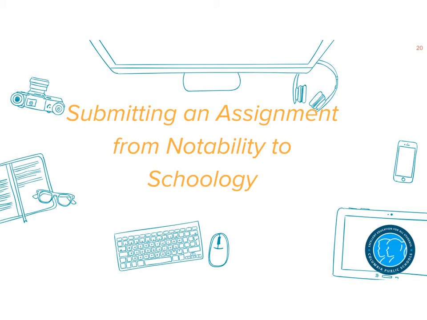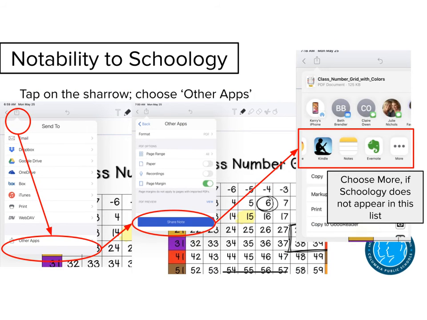Okay, once you have filled out your note in Notability, you're going to want to submit that assignment to Schoology. Once you've filled out your worksheet in Notability and you want to share it with your teacher in Schoology, you will take that note and push this Share button right here, and then you will push on Other Apps and then Share Note. Okay, at that point you're going to get some options of places where you can share it. If Schoology doesn't show up in one of these options, click More and Schoology should show up there.